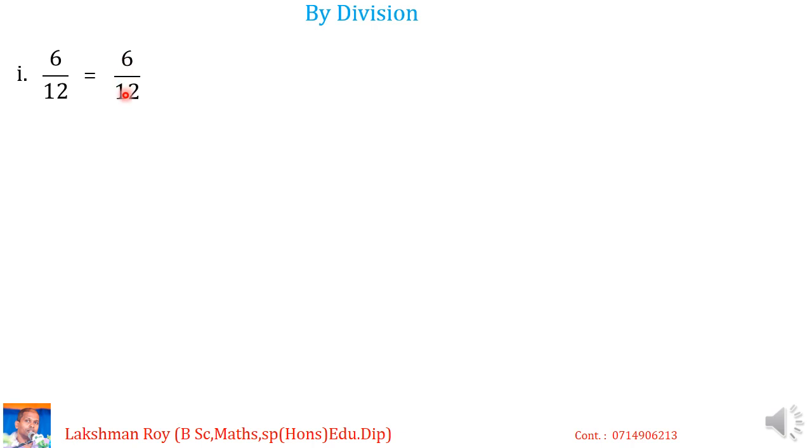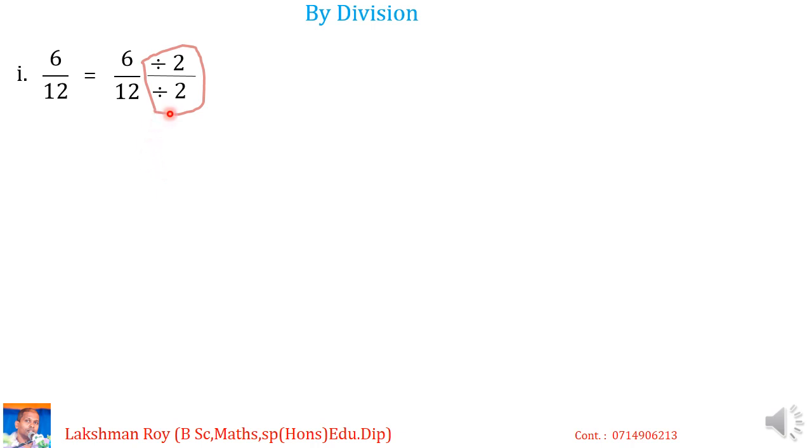6 and 12 both can be divided by 2, right? Dividing by 1 does not change anything, therefore I select number 2. So what I have to do is divide both numerator and denominator by the number 2, only 2, right? So 6 divided by 2, understand? And 12 divided by 2. Now you can see the same number 2, right? The same number divides both numerator and denominator.